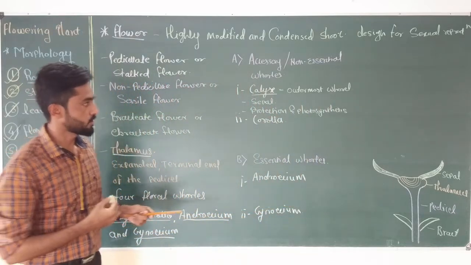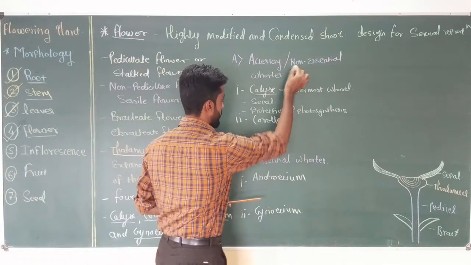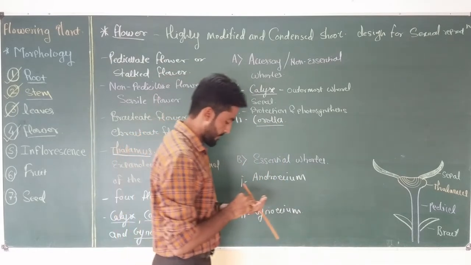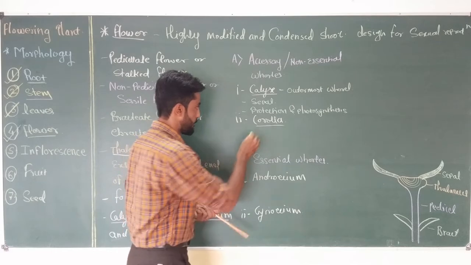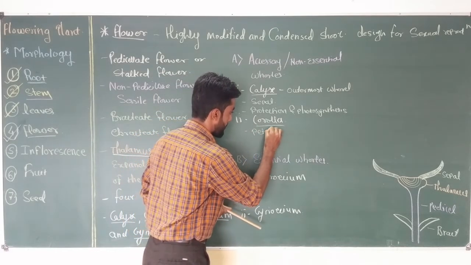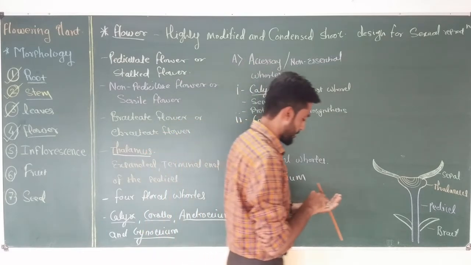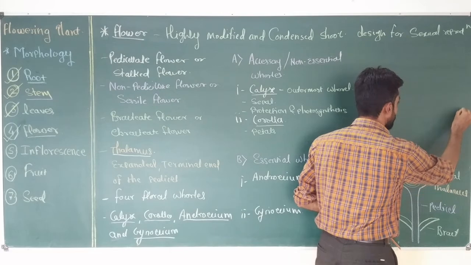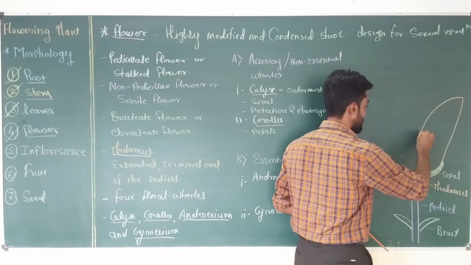Now, the next floral whorl which comes under the non-essential group is the corolla. It is a whorl, and the individual member of the corolla is called a petal. They are bright in color. Suppose this is one petal.